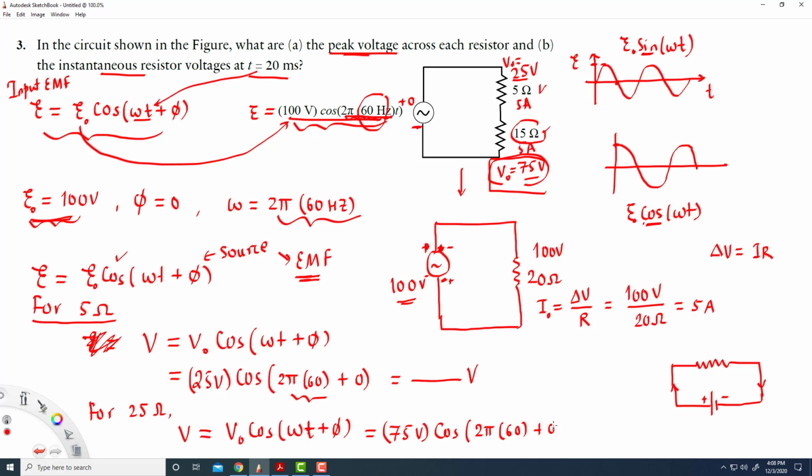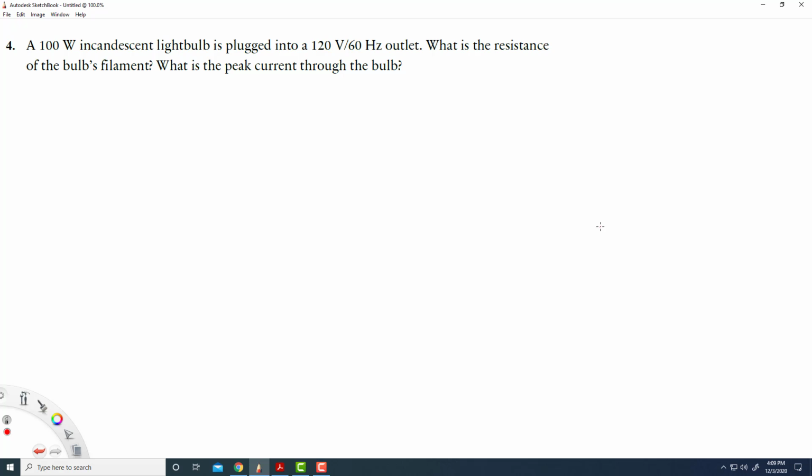Plus phi is 0, and you can do the calculation. So plug in the numbers in your calculator and that will give you the instantaneous voltage. Okay, so now let's look at number 4.